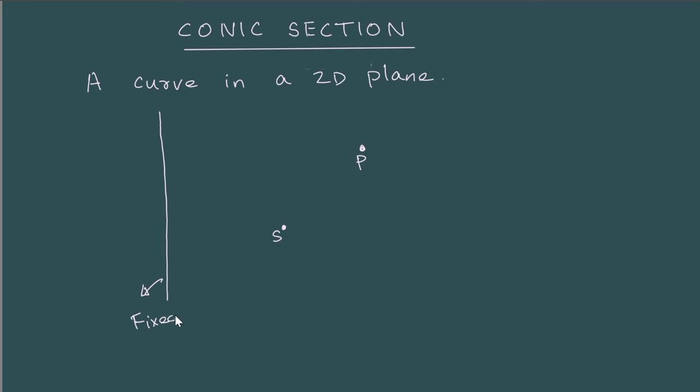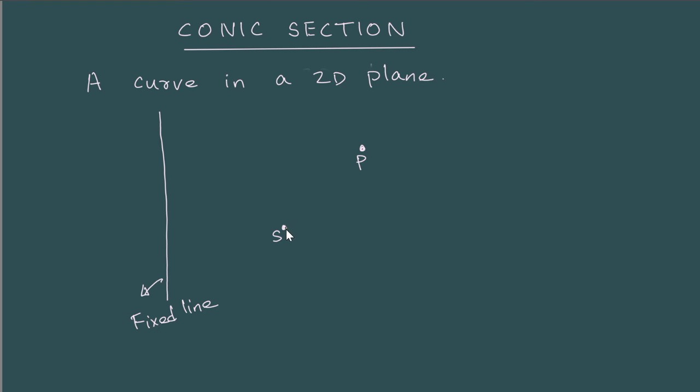Now, the point is going to move relative to this fixed point and the fixed line. If you take the ratio of the distance of the point from the fixed point to that from the fixed line, that is going to be a constant. If that ratio is maintained as a constant, the curve that we obtain is a conic section. So what do I mean by that?